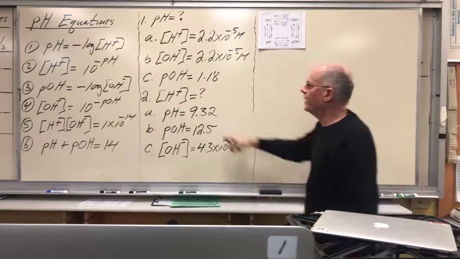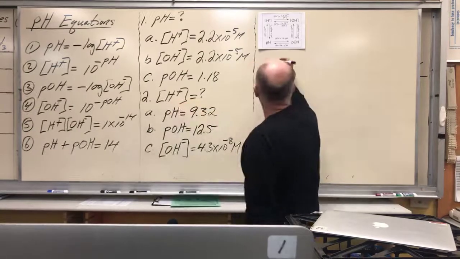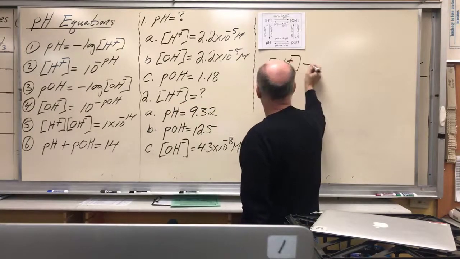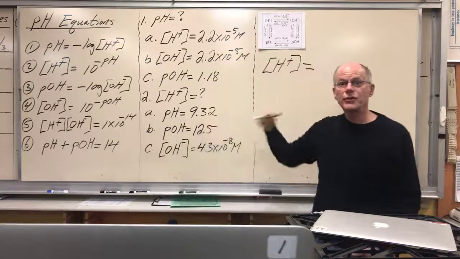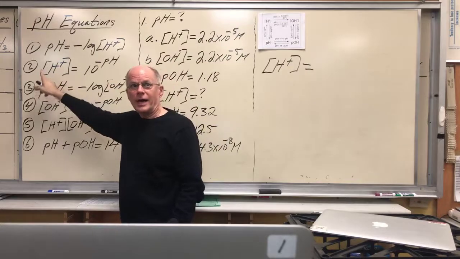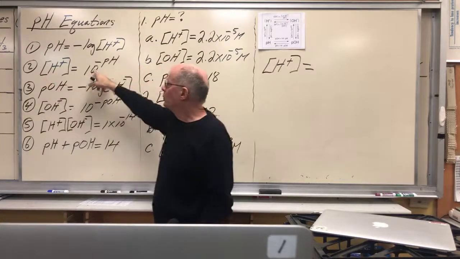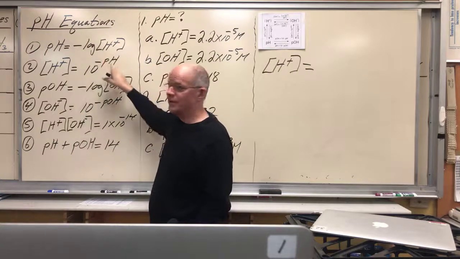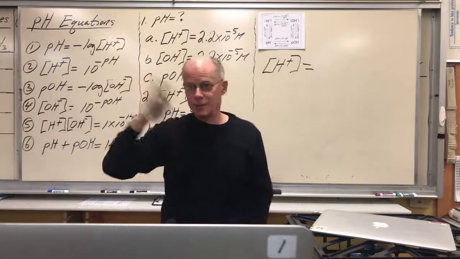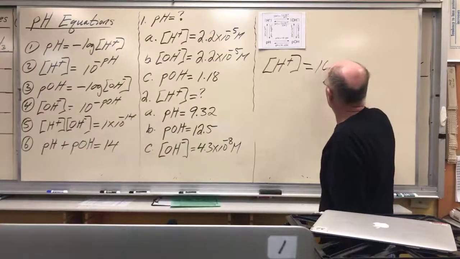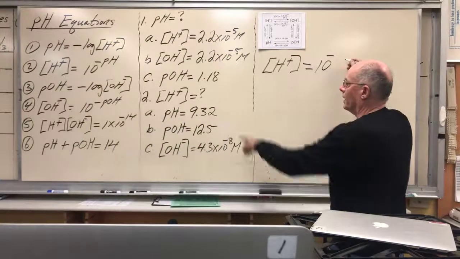Okay, next we want to calculate the hydrogen ion concentration. The first one, we're given the pH. And so for this one, we want to use equation number 2, where the hydrogen ion concentration is equal to the antilog, 10 raised to the power of negative pH. Make sure it's negative or your number's going to be way off. So 10 to the negative 9.32.